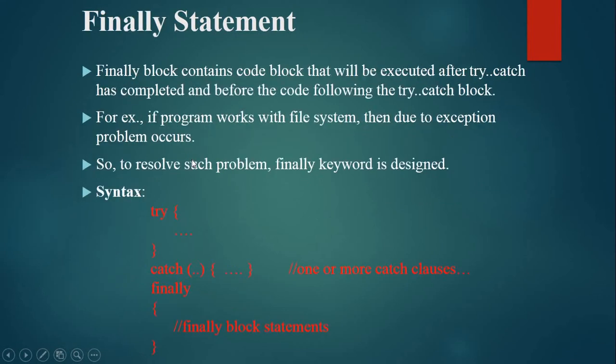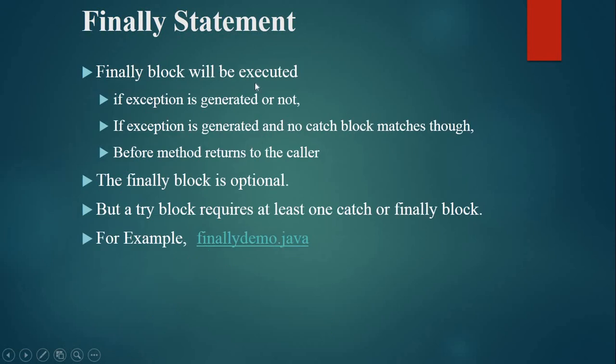After it we have the finally statement. The finally block contains a code block that will be executed after try catch. For example, if a program works with the file system, then due to an exception a problem occurs. So to resolve such a problem, the finally keyword is designed. We will have our try block, after it the catch block, and it will be followed by the finally block. The finally block will be executed whether an exception is generated or not. Meaning if there is an exception, or if there is no exception, in any condition our finally block must be executed.